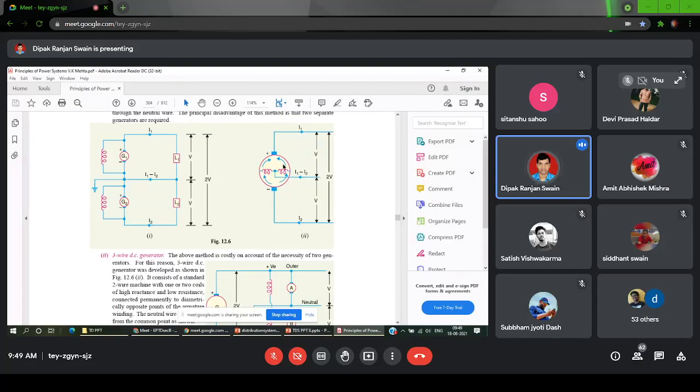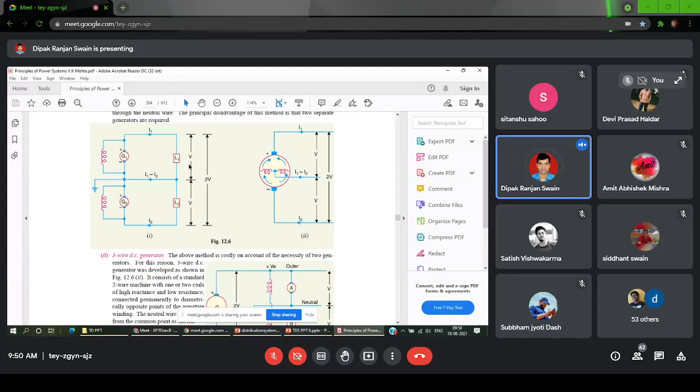If I take the total armature voltage as 2V, then across any 500 conductors it will be V. So you are generating the same effect of two generators using a single generator. If I take the voltage from the center tap and one of the ends, it is V. If I take it across the total winding, it will be 2V. Like that, we are able to generate two voltages simultaneously.